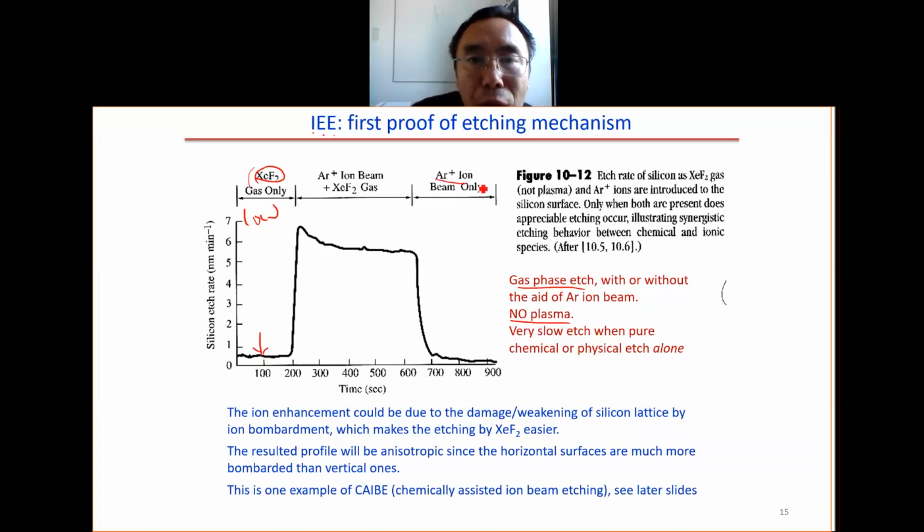But with ion bombardment, the pure physical etching is also very slow. So when we have this argon bombardment plus the chemical etching, the etching rate is much higher. This is because of the damage, the weakening of the silicon lattice by the ion bombardment. This makes the etching by xenon difluoride easier, and this way we can have the vertical profile. So this is one example of chemically assisted ion beam etching.